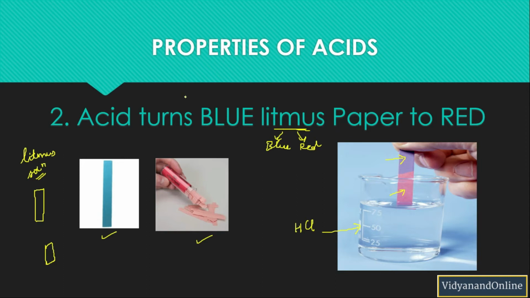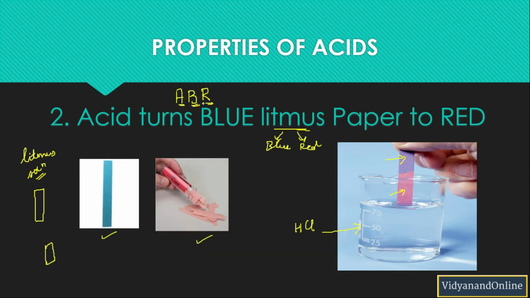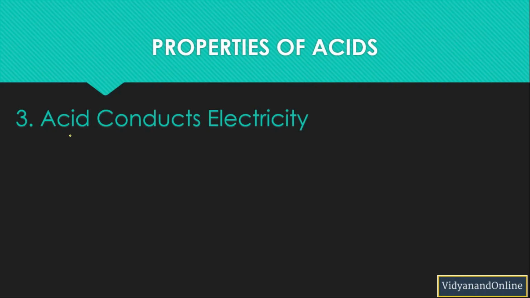Now if I talk about the mnemonic to learn this, so acid is A, then B, then R. So acid turns blue litmus to red, ABR. So ABR can be a mnemonic device to remember this, because sometimes we get confused. So for acid, remember ABR. Now the third property is that acid conducts electricity.